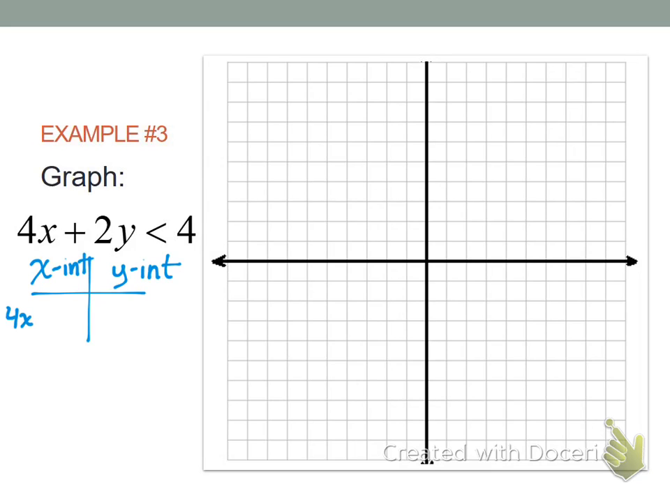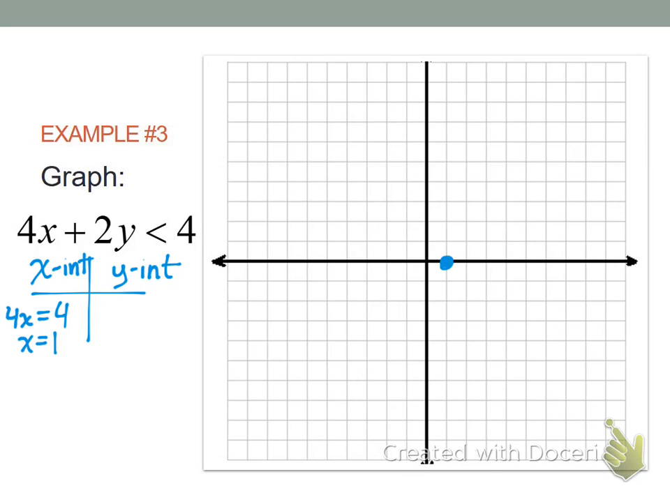So for x, what is 2 times 0? 0. So I've got 4x. I'm just going to treat it with an equal sign because I'm solving for an intercept, so it's okay to change it to an equal sign. What is x going to equal? 1. So I go on my x-axis and I put a point at 1.